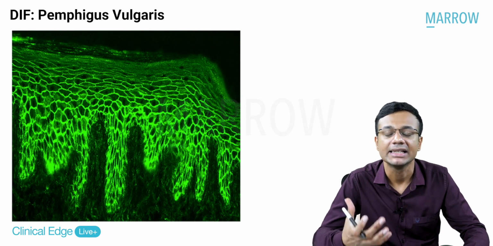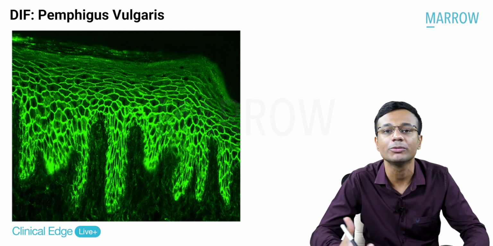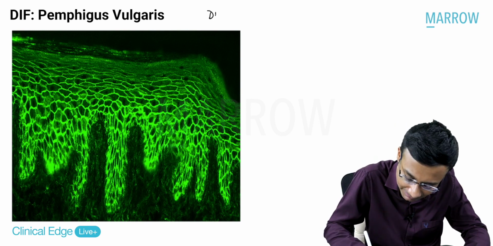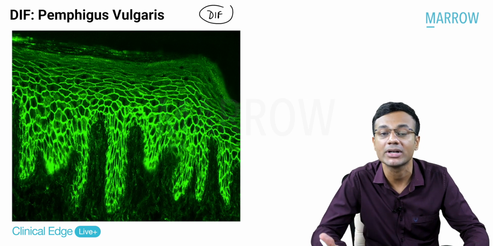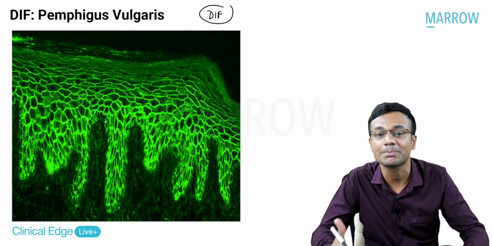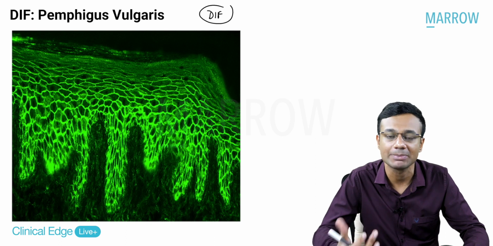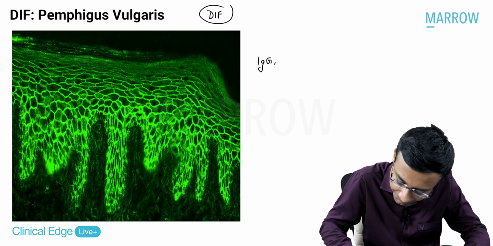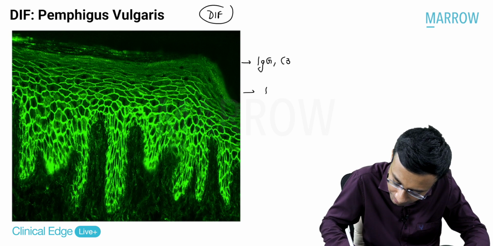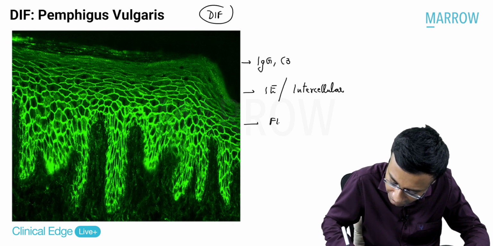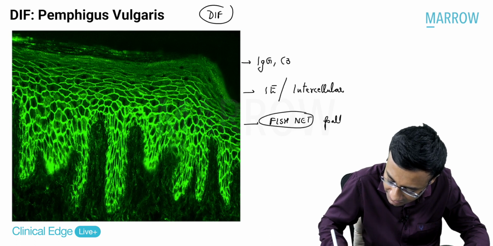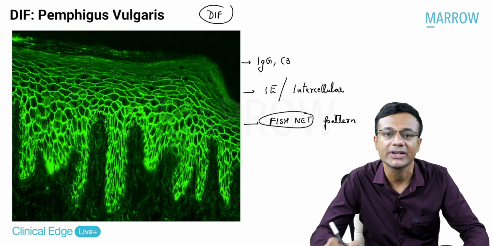And please remember, students, the investigation of choice in any autoimmune blistering disorder is direct immunofluorescence, because this is the test by which you can visualize the pathogenic autoantibodies: where, how, and in which pattern they are depositing. So in pemphigus vulgaris, please remember, we get IgG3 deposited intraepidermally in an intercellular pattern, and this pattern is called the fishnet pattern, very classical for pemphigus vulgaris.